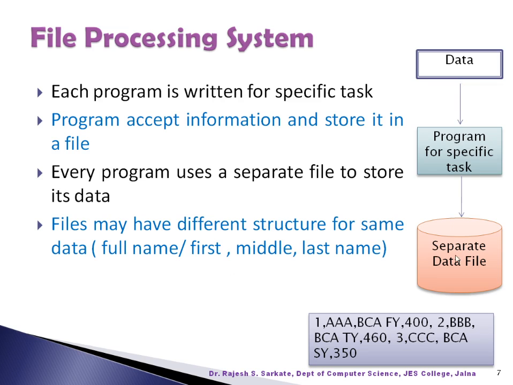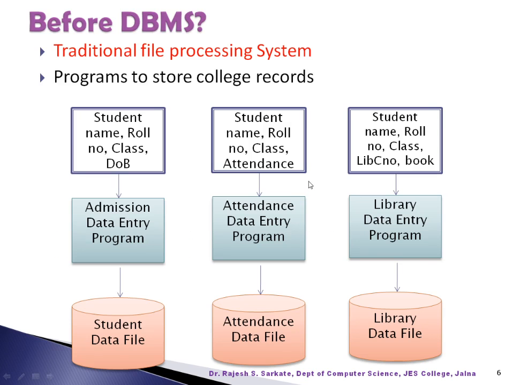Now for example, this particular data file is for admission purpose. So in admission, we have seen, we'll go to the previous file here. This student data file contains student name, roll number, class. This attendance file also consists of student name, roll number, class. In library also we have student name, roll number, and class.